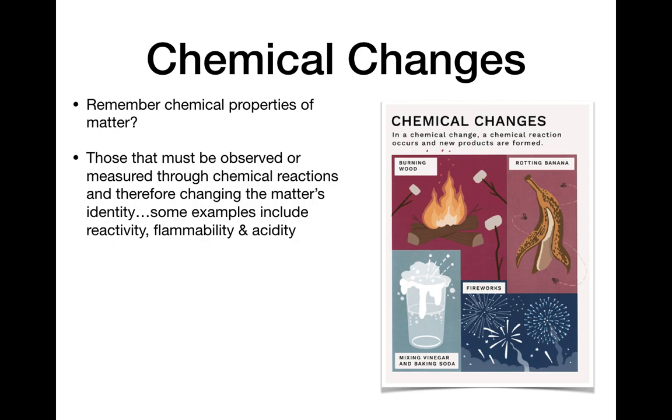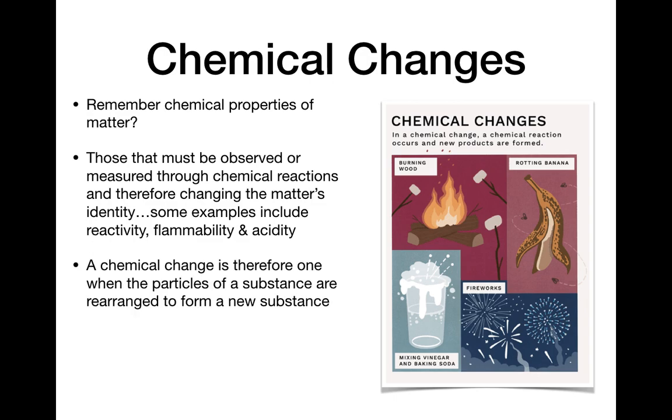change it back. So good examples would be reactivity. You mix vinegar and baking soda, it's going to cause a reaction. You have now lost that vinegar and baking soda, so different substances have been produced, including carbon dioxide. Flammability, you burn wood, you can't unburn the wood, you can't bring it back to what it was before. Acidity, that reaction between acids, is also an example of a chemical property. So that's a chemical property.